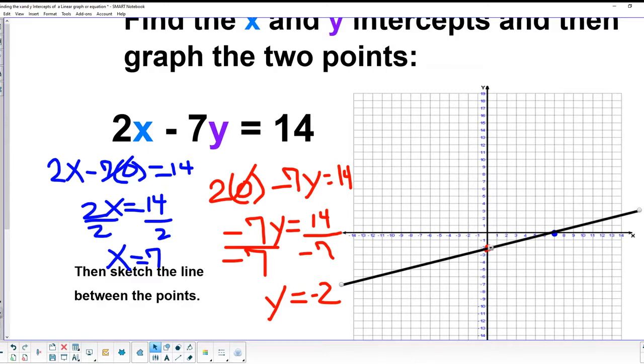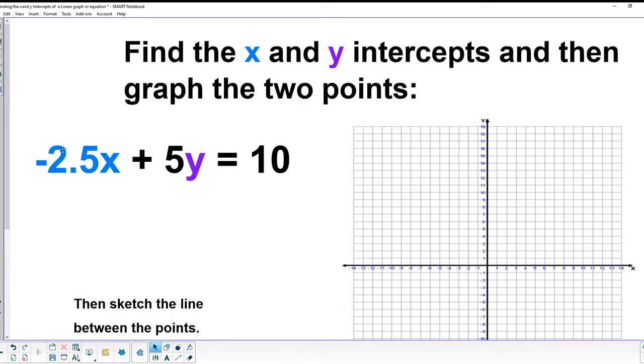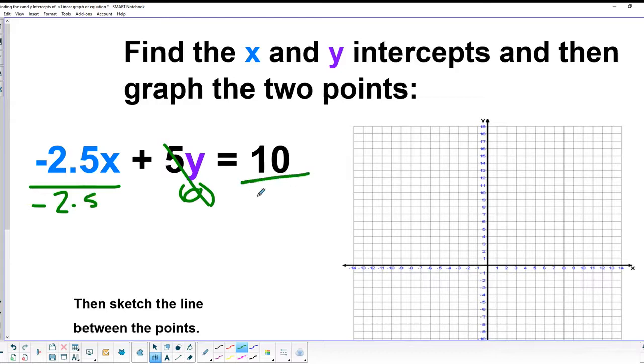Let's try one last one. This one is negative 2.5x plus 5y equals 10. So let's see how this looks. We're going to plug in 0 for y, which would cancel that out. Then we divide both sides by negative 2.5. That would give us x equals, and 10 divided by negative 2.5 turns out to be negative 4. So our x-intercept is (negative 4, 0).